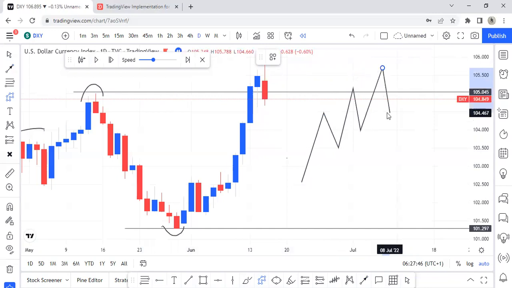So we're combining market structure and liquidity. We have seen that the market has taken out the last high, and now it has taken out this liquidity too. So what do you expect? The market should come down to form a higher low. So this now gives you your daily bias. Based on this liquidity sweep, we are expecting a bearish market in the next day.